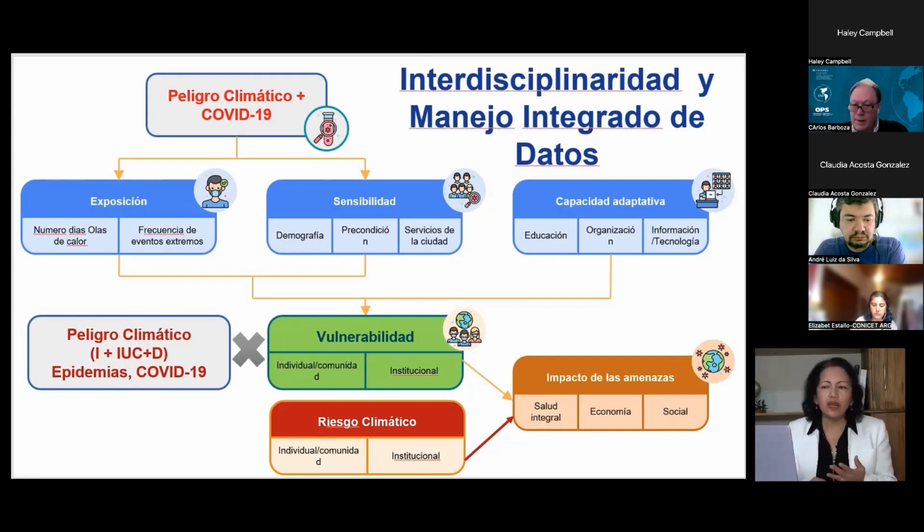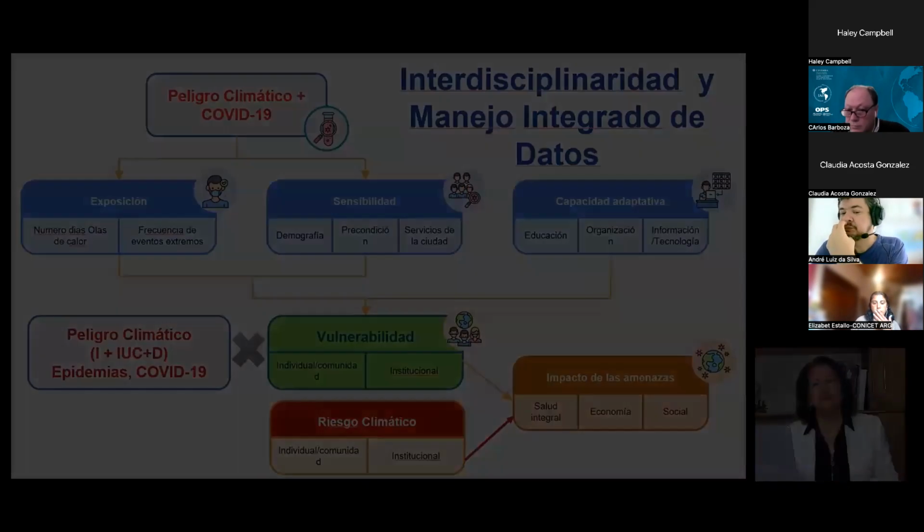This vulnerability can be individual, it cannot be community vulnerability. It can also be institutional, but together with the climate threat or the danger that we're already studying in a different way, this makes up the climate risk. And this climate risk will have an impact on health, an impact on the economy, and it will also impact social conditions. Our objective was to determine precisely which are those determining factors of that vulnerability and that climate risk in our city.